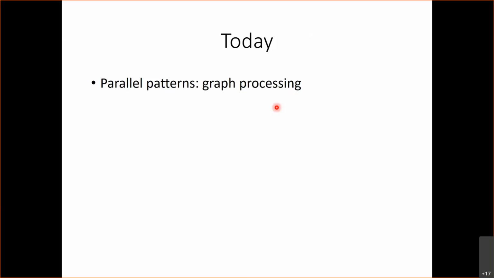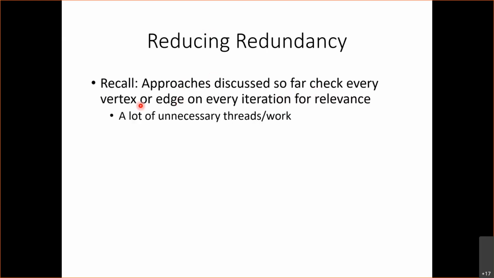All right. So let's. Any other questions about last time's material? Okay, so then let's proceed. So today, we're going to talk about how we can reduce redundancy. So if you recall, the approaches that we discussed so far, they check every vertex or edge in every iteration, and that results in unnecessary work. So the alternative for doing that, for reducing redundancy, is to do the following.